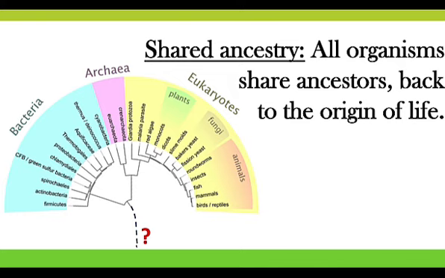Here's a bigger scale tree. This is what we can call the big tree of all living organisms. And it shows that all organisms share ancestors all the way back to the origin of life, indicated by the question mark. And we'll be talking a lot about the origin of life over the next few classes.